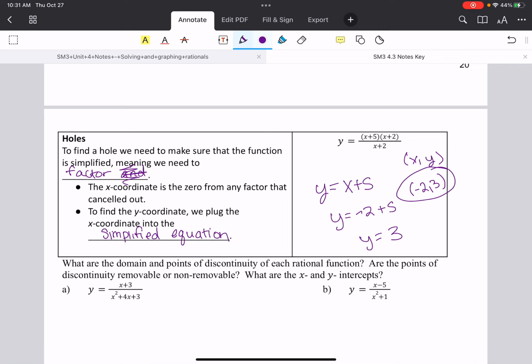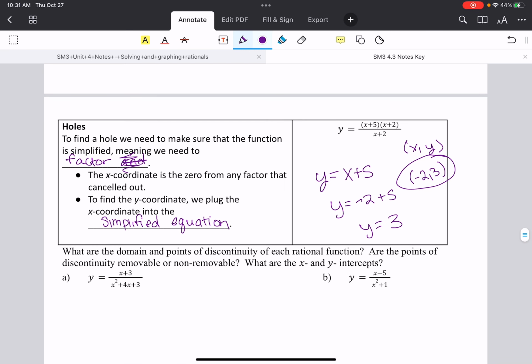It's -2 because we crossed out x plus 2. Yes, Maddie. Where did you get the -2 from? Let's look. What are my excluded values of this equation? So the excluded value was just the x which we plug into the equation. Yes. So the x coordinate is the 0 from any factor that canceled out. So it's the excluded value, which we're going to say not canceled out, reduced to 1.